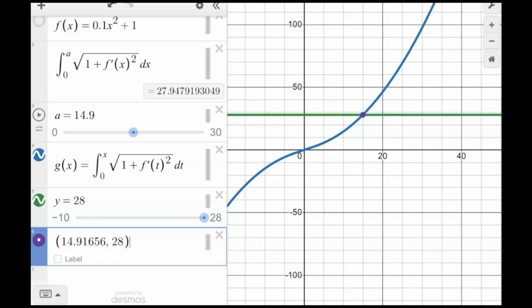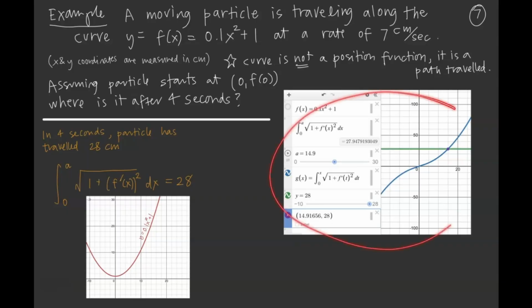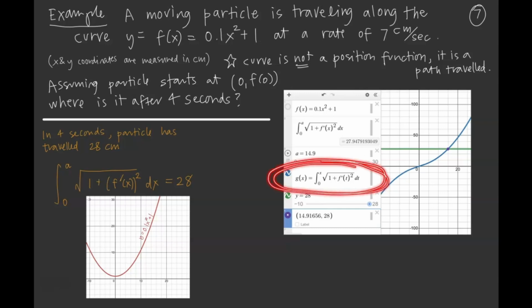So let's go back to see if it answers it or if we're pretty close. Okay, so we're very close to our answer here, but we want to make sure that we're answering the right question. Assuming the particle starts at 0, f of 0, where is it after 4 seconds? So they're asking for an x and y coordinate of where the particle is after 4 seconds. We've done a little bit of work with this function here that was counting arc length. We know that when x equals 14.91656, the arc length will be 28. That's what we needed to find out.